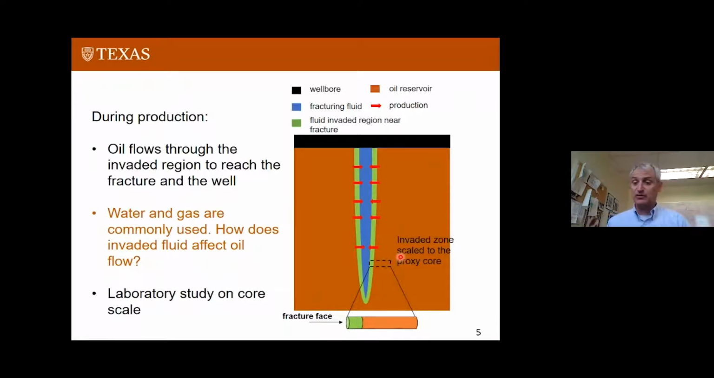After the well is drilled, you reduce the pressure. Hopefully that keeps it open. That's not what I'm talking about today. What I'm going to talk about today is basically what happens at this fracture face, in terms of what this fluid does to the oil production.